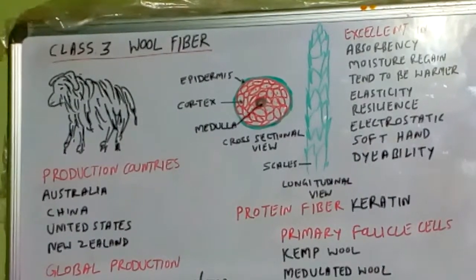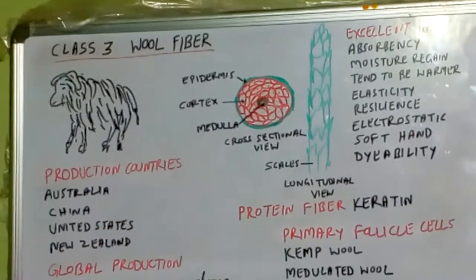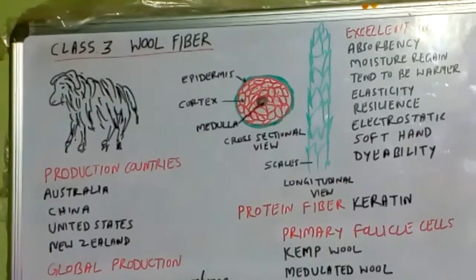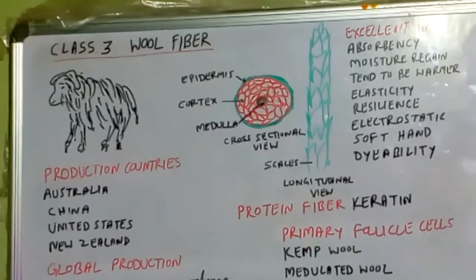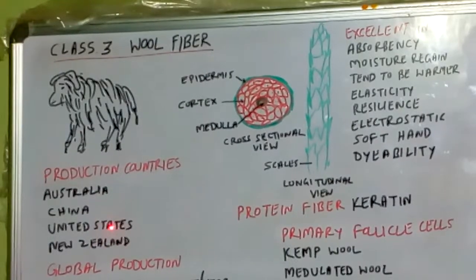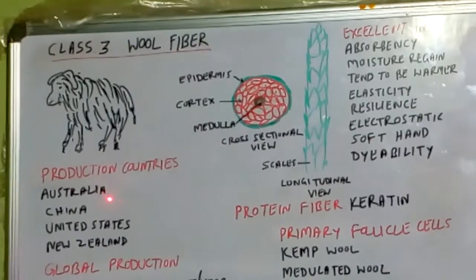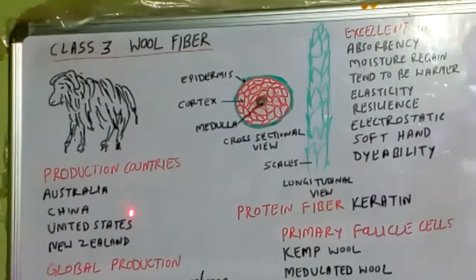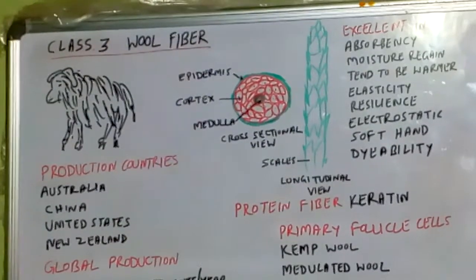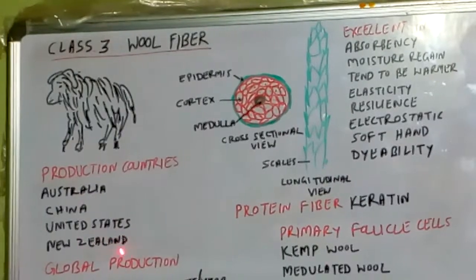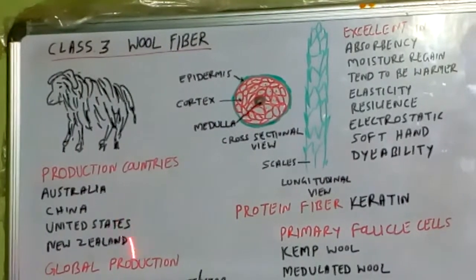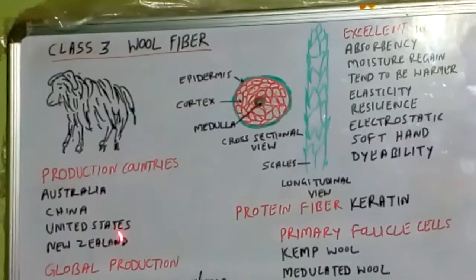And how the cotton is produced in India, India is the major contributor to the cotton. Like that, these four countries are contributing more in the production of wool fibers. Among the four, Australia is number one, China is second, United States is third and New Zealand is fourth. And the rest, Iran, Sudan, India, Turkey, many other countries, contribute very little. India is contributing only 2%.